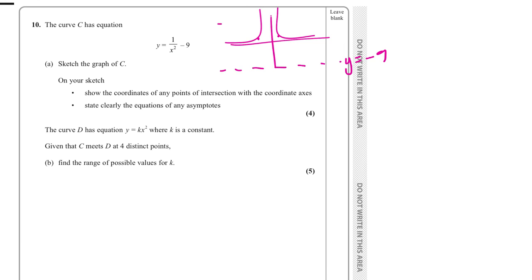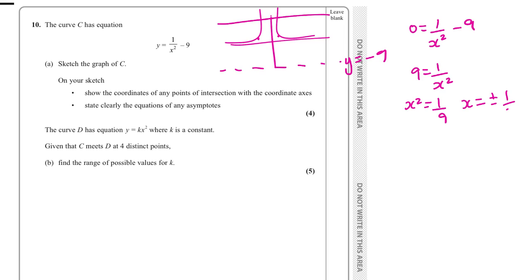That means that it's going to cross somewhere on the x-axis. So to find that, that's when y equals 0. So 0 equals 1 over x squared minus 9. 9 equals 1 over x squared. So that means x squared equals 1 over 9. So x equals plus or minus a third. So that's the square root.